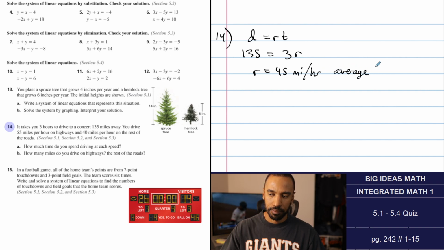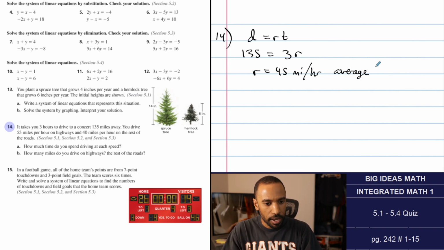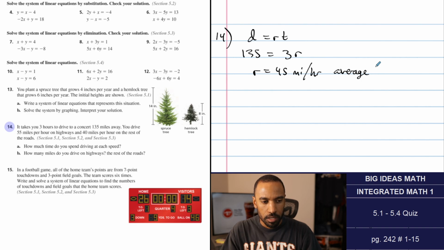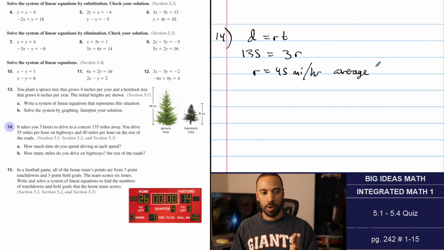Average. It says you drive 55 miles per hour on highways, 40 miles per hour on the rest of the roads. How much time do you spend driving at each speed? Do they have to even it out exactly? Like, do they have to be integers? I guess that's the question here.